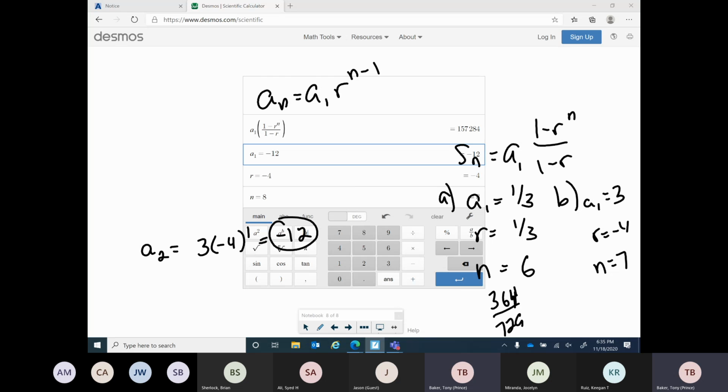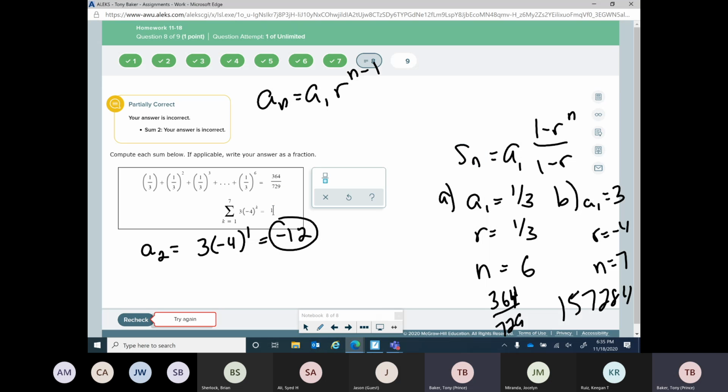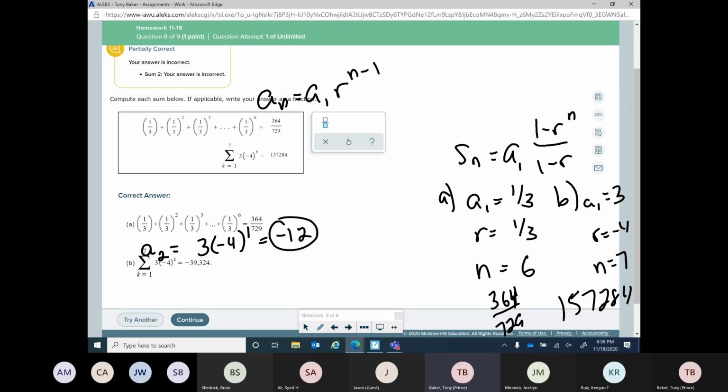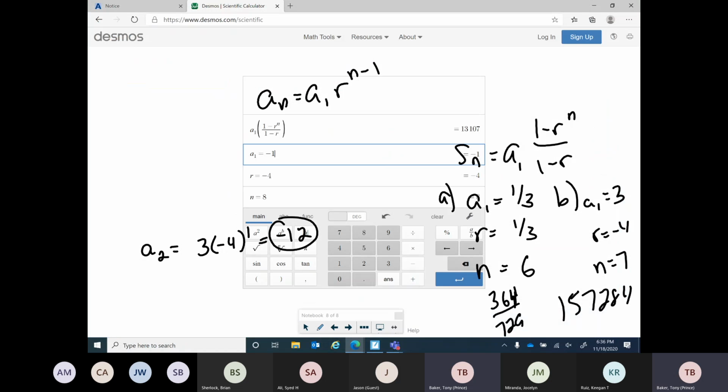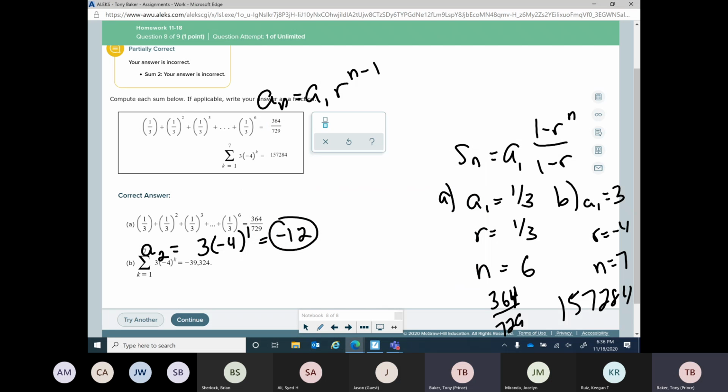If I get it wrong, I start all over. So 157, 284. Nope. You have to put the comma in there. No, you did. That wasn't actually my mistake. It was 8. Why was it 8? Now I have to figure out why they had the 8. One, two, three, four, five, 6. That's only 7 terms.